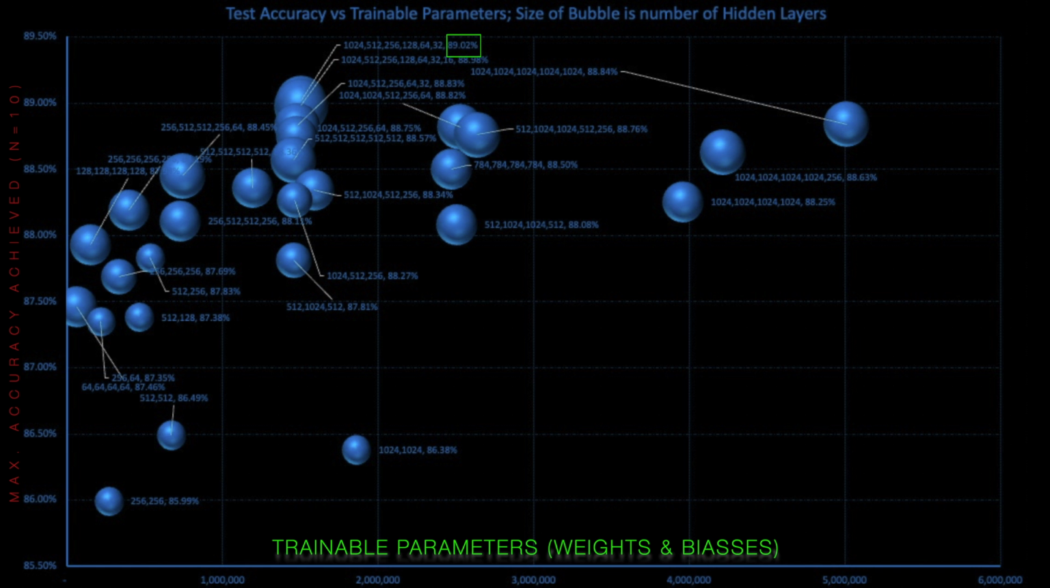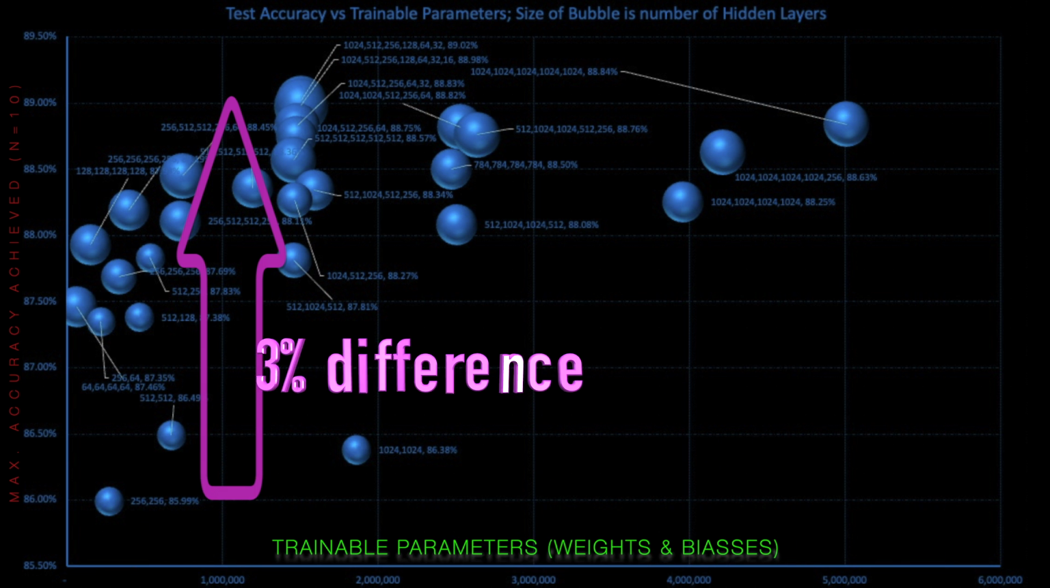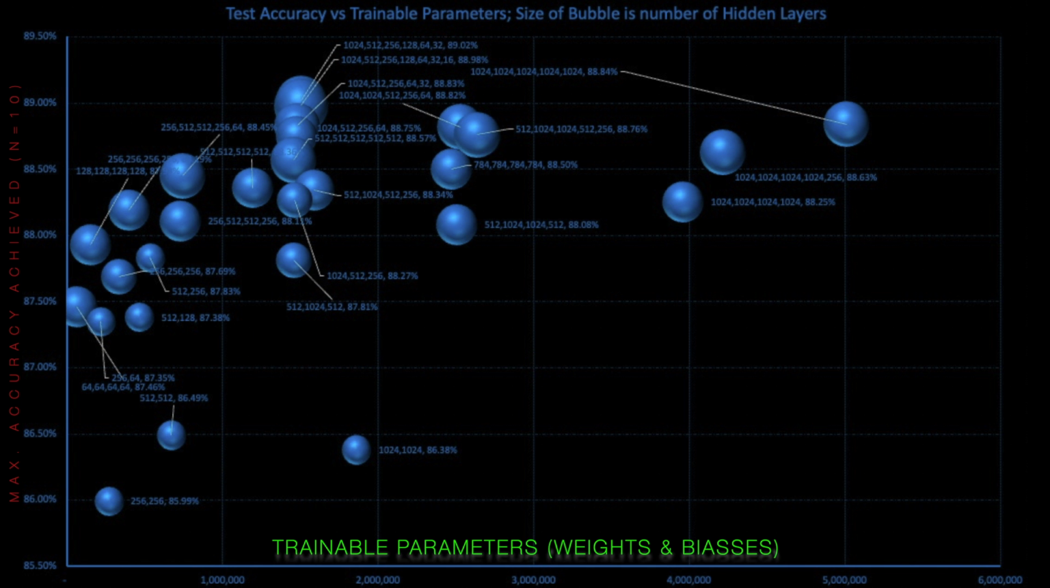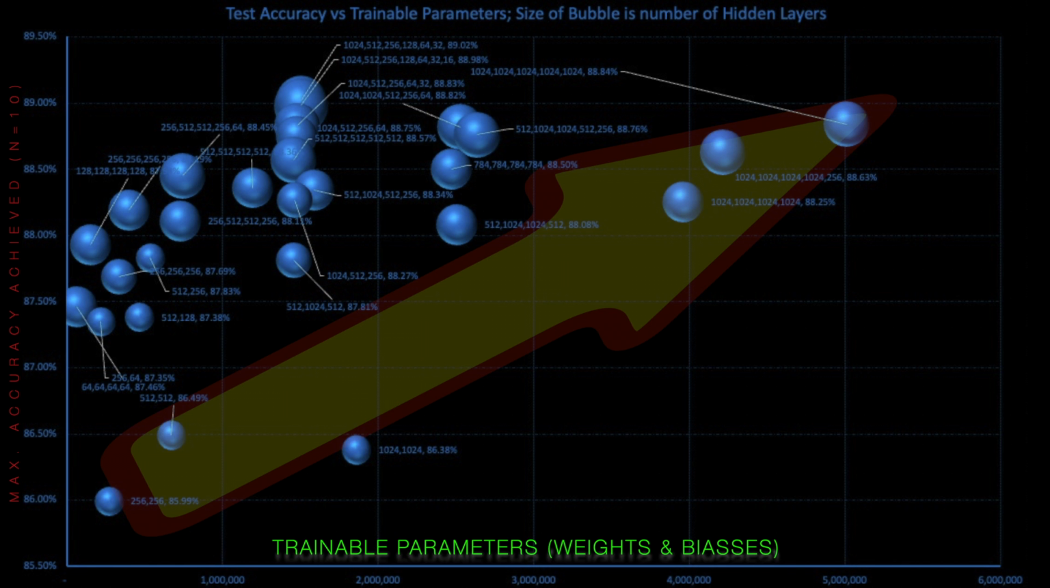If we look at the chart as a whole, we can see that there's about 3 percentage points of difference between the worst performing network with 86% and the best at 89%. We see a general positive upward slope. Generally speaking, the more weights and biases a network has, the more accurate it becomes. But we can see some strong exceptions to this rule.